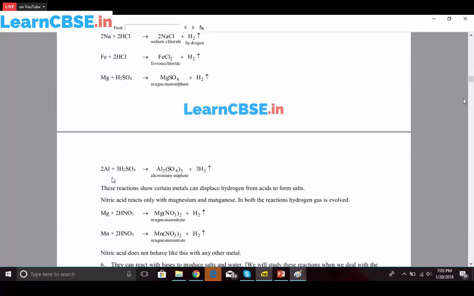Now aluminium: 2Al plus 3H2SO4 gives Al2(SO4)3 plus 3H2 gas. Here the aluminium is from group 13, so it can lose 3 electrons. So it can produce 3 moles of hydrogen gas from the sulfuric acid. This reaction shows certain metals can displace the hydrogen atoms from acids to form salts.